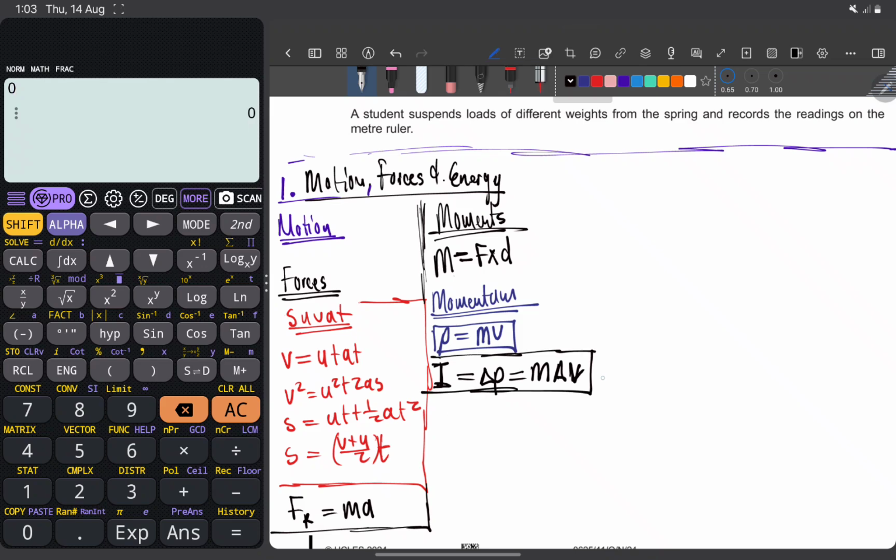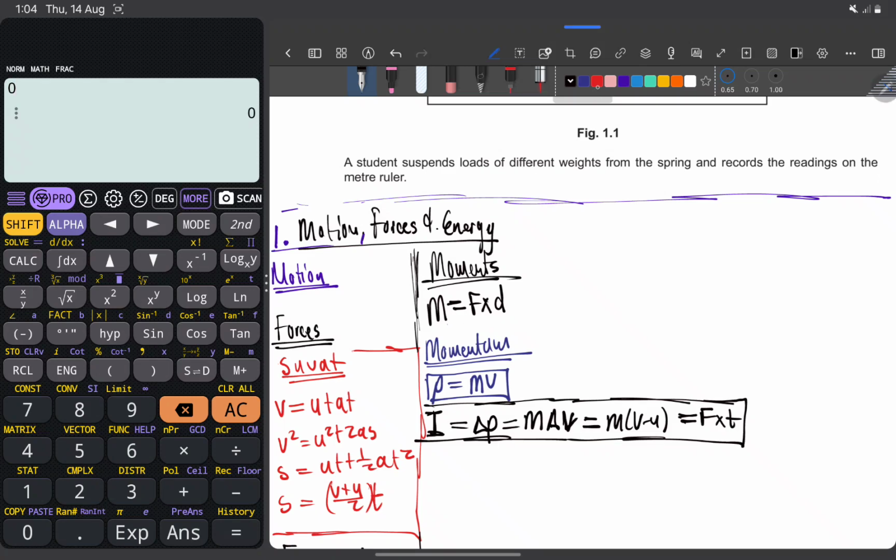This is going to be the impulse. So it'll be like mass times change in velocity, which is mass times the final minus initial velocity, and it is also force times time. These all give what? Impulse. So here we can find impulse. It is what causes a change in momentum.